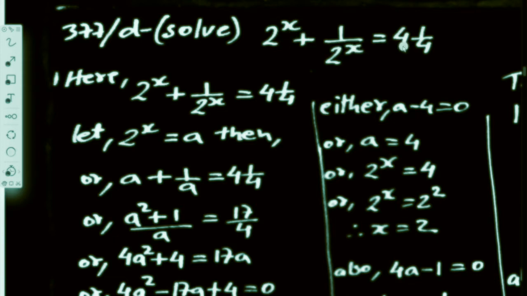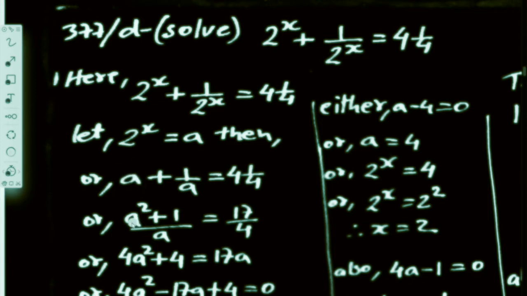To solve the equation we have 2 power x plus 1 by 2 power x equals 4 1 by 4. Here 2 power x should be replaced by a. So let 2 power x equal a. Then 2 power x means a, plus 1 by 2 power x means 1 by a, equals 4 1 by 4. Now this should be multiplied by a.